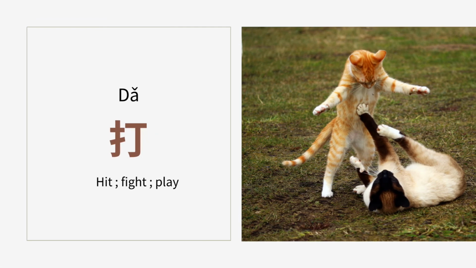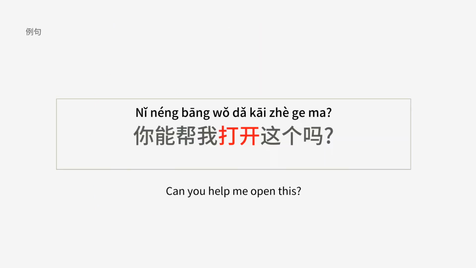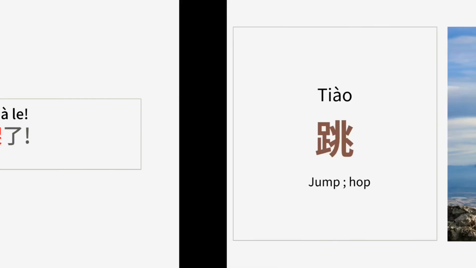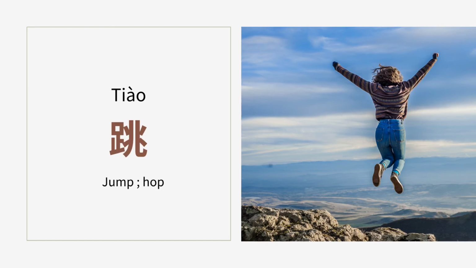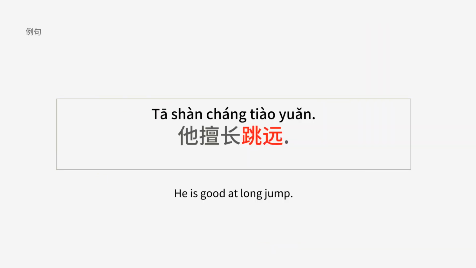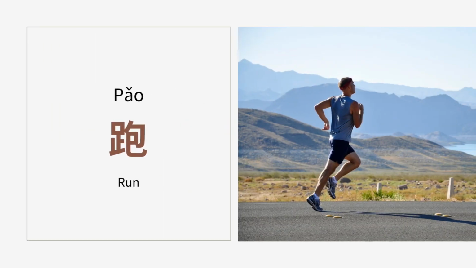打，打开，打架。你能帮我打开这个吗？ Stop fighting. 你们别打架了。Jump or hop. 跳，跳远，跳舞。他擅长跳远。你会跳舞吗？ Next verb is run.